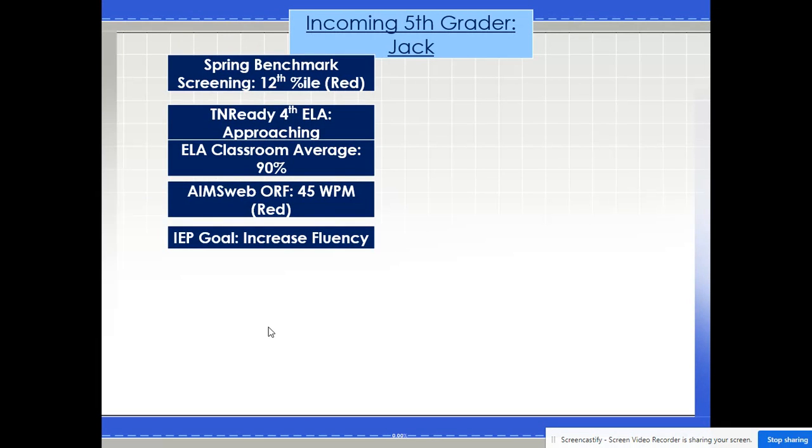So obviously, Jack has an IEP, and his goal is to increase fluency. Okay, so we base that goal on what we see here. That he can only read 45 words a minute, but he does great in the classroom. He was approaching on TN Ready. And then on the spring benchmark, he was in the 12th percentile on the screener. What did the screener really tell us about him? We don't really know. So here is what I like to say.